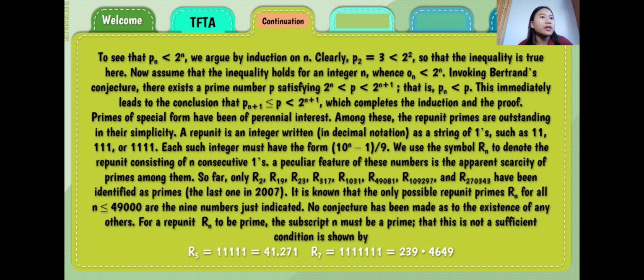And it is known that the only possible repunit primes R sub n, for all n less than or equal to 49,000, are the nine numbers just indicated. So no conjecture has been made as to the existence of any others.